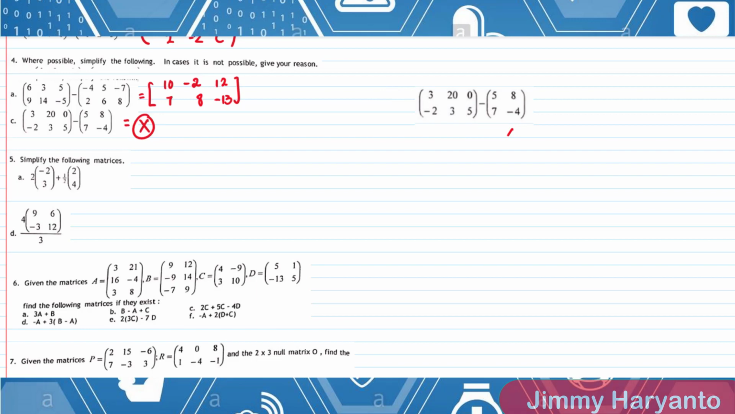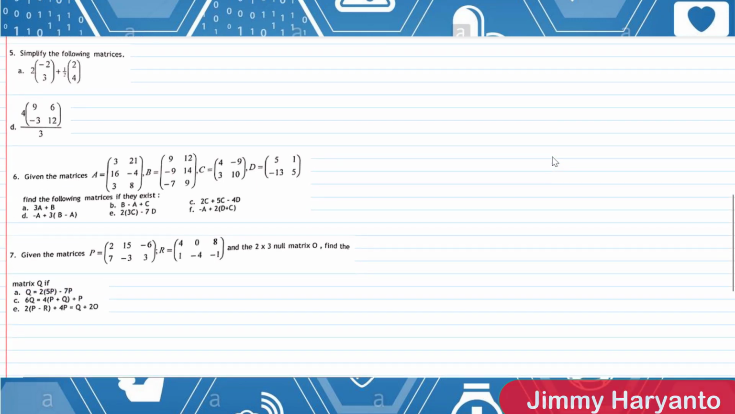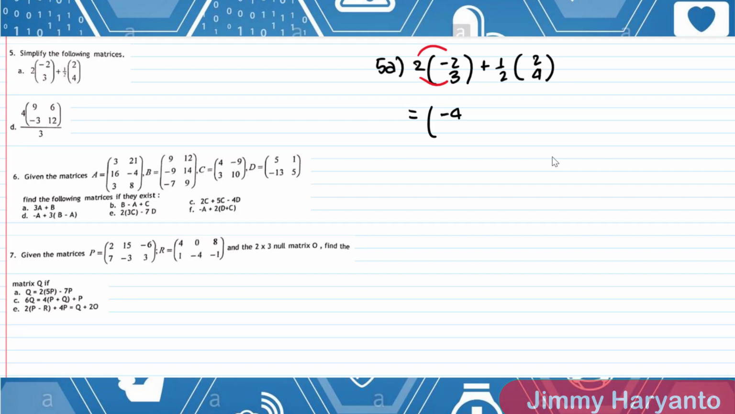After that, number 5, simplify the following. Now we have to multiply them with a scalar. So 5A, we have 2 times negative 2, 3, and then plus half times 2 and 4. This is the multiplication of scalar, you have to multiply 1 by 1, so you will have negative 4 and 6 plus 1 and 2, and the result will be negative 3, 6 plus 2 equals 8, negative 3, and then 8.